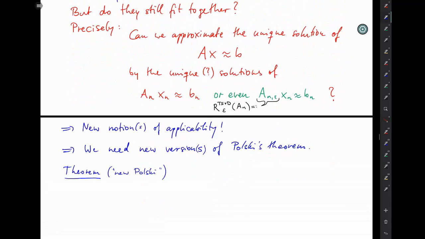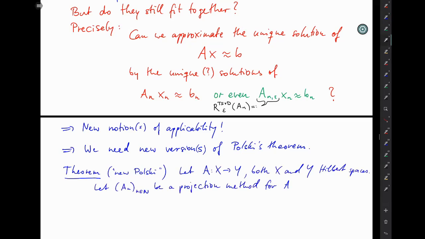Theorem. Let A be an operator from X to Y, where X and Y are both Hilbert spaces, and let A_n be a projection method for A. So in particular, A_n converges strongly to A. And now here comes a new condition. If, in addition, A_n star converges strongly to A star, then the following holds.